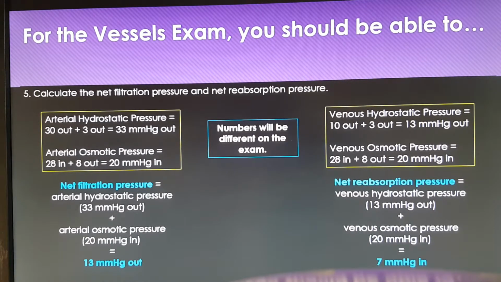For the venous end, 13 millimeters of pressure out, 20 in. So these again are opposing each other. This one's the larger of the pressures, so in this opposition, the subtraction of it ends up with 7 millimeters of mercury of pressure driving it into your capillaries.